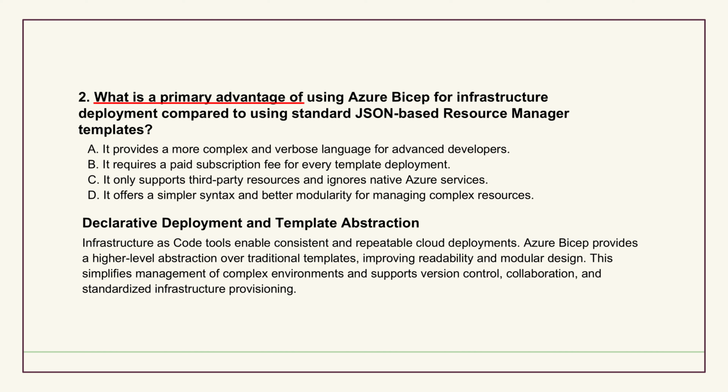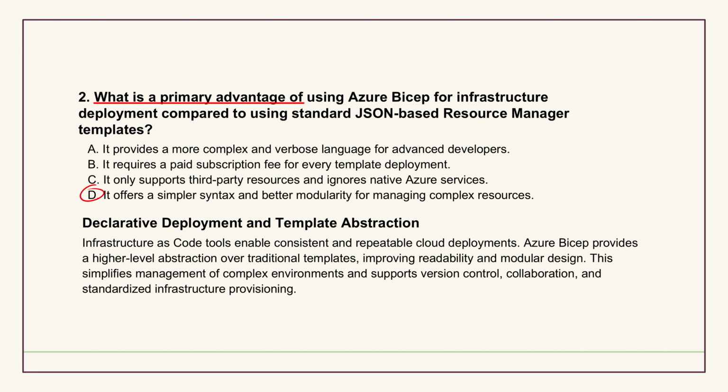The key advantage is just simplicity. Readability and structure. Bicep offers a simpler syntax and better modularity for managing complex resources. It's so much cleaner than those incredibly verbose JSON templates. Anyone who has tried to debug a 500-line JSON ARM template knows that pain. So that abstraction Bicep offers means you can define resources in logical groups, making these huge deployments easier to read, easier to maintain, and crucially, faster to troubleshoot.